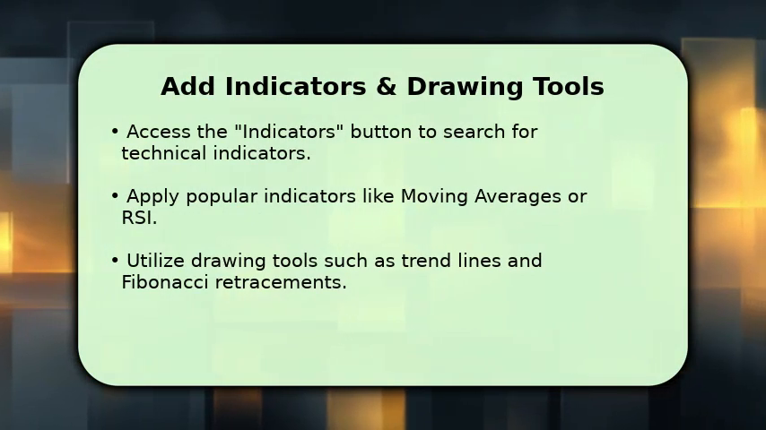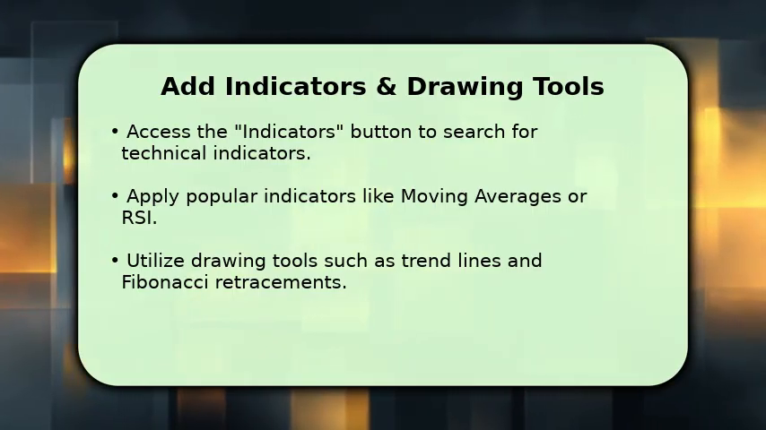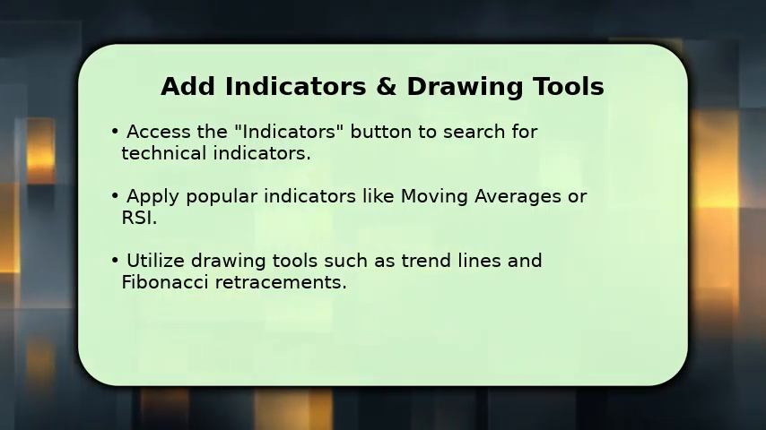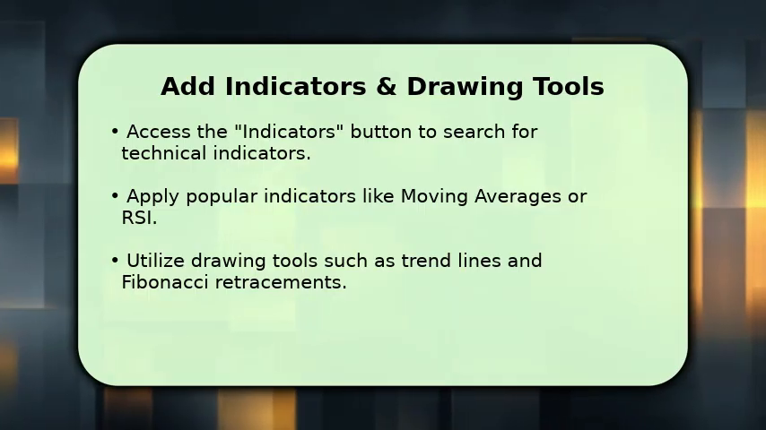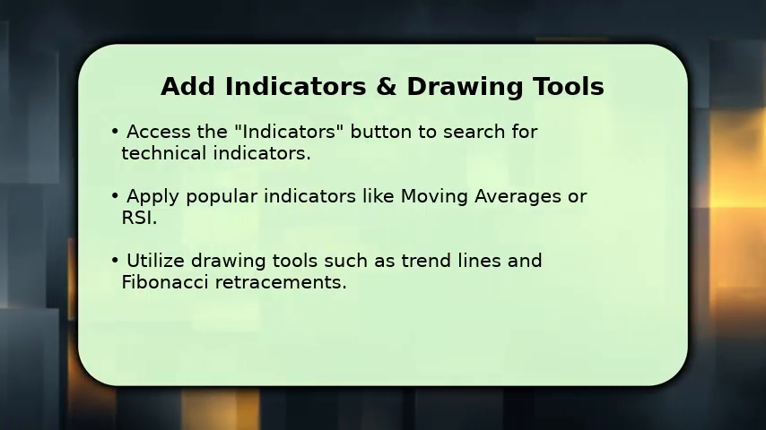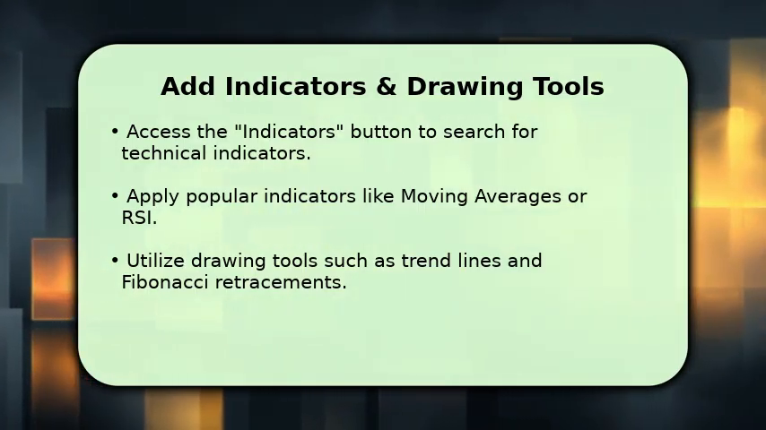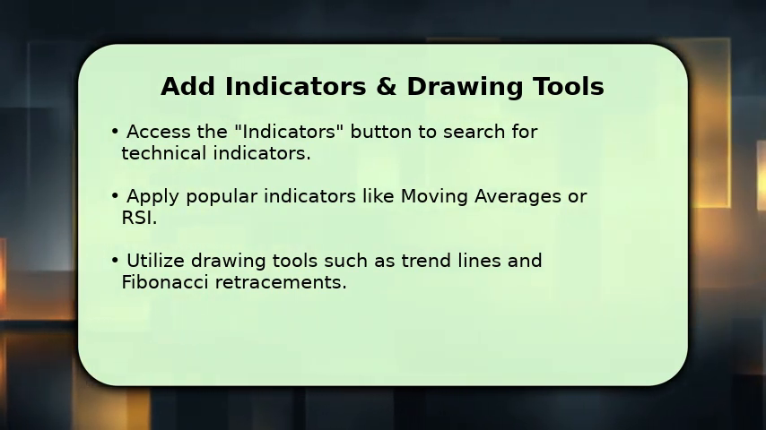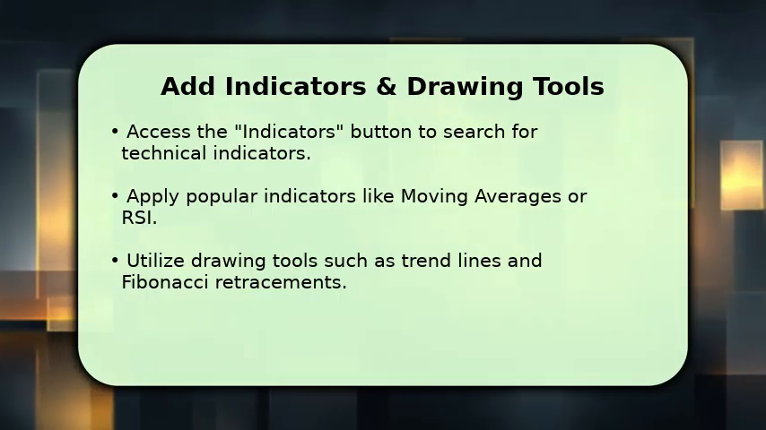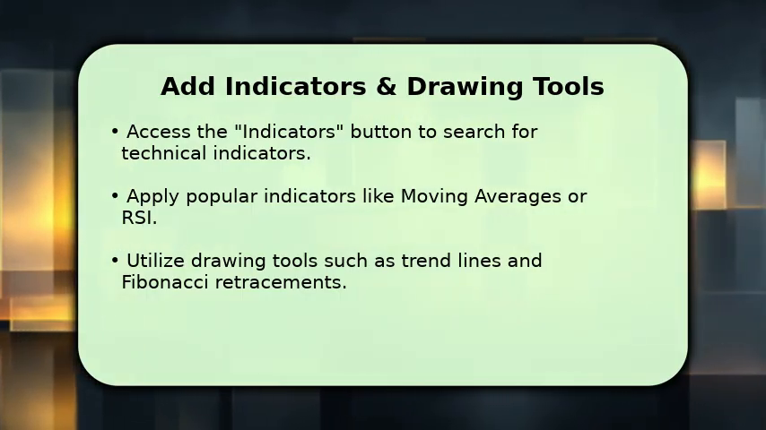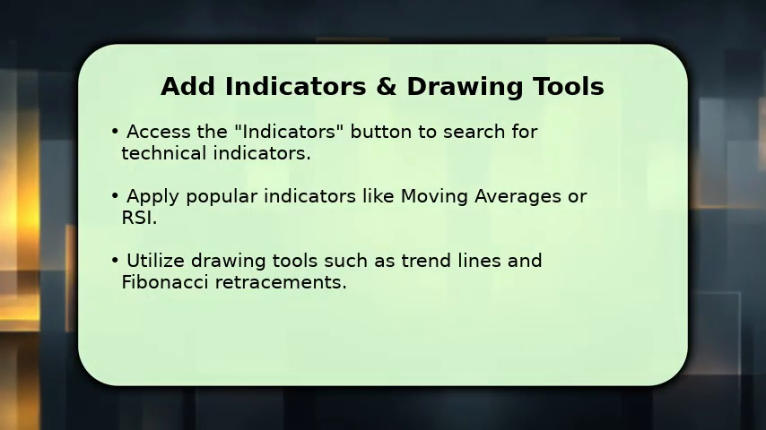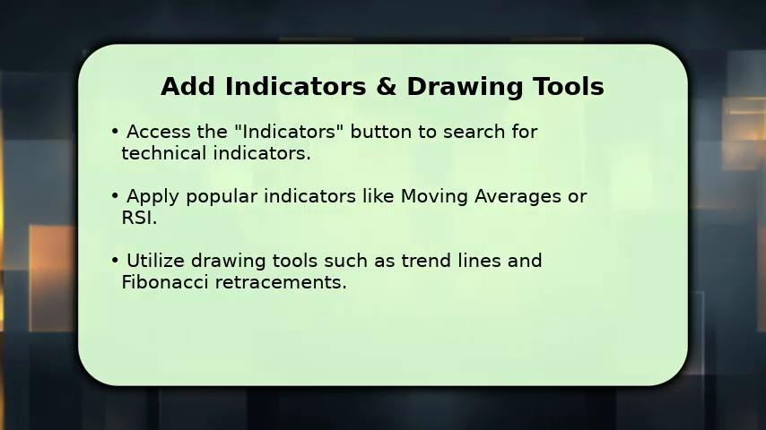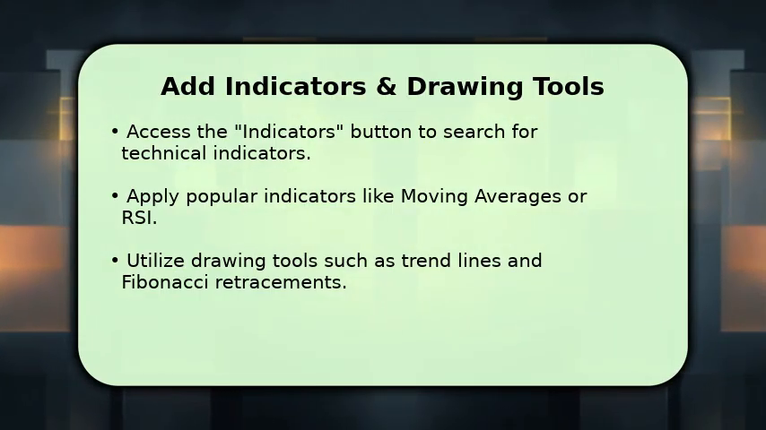Next, we'll enhance your analysis with indicators and drawing tools. Click the Indicators button at the top to search for a wide range of technical indicators. You can apply popular ones like moving averages, relative strength index, or Bollinger Bands. Additionally, use the drawing tools on the left sidebar to add trend lines, horizontal lines, or Fibonacci retracements. Remember to save your customized chart layout so you don't lose your settings.